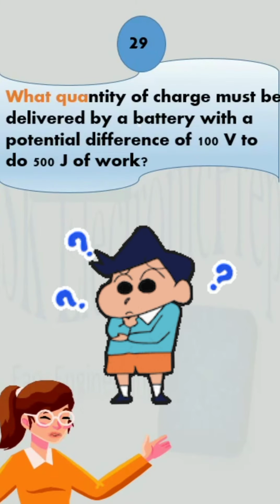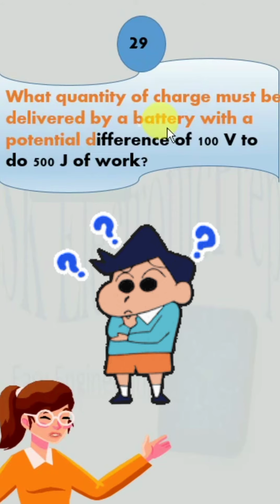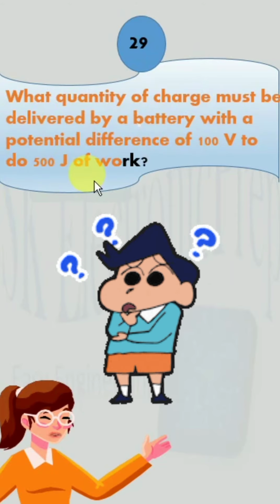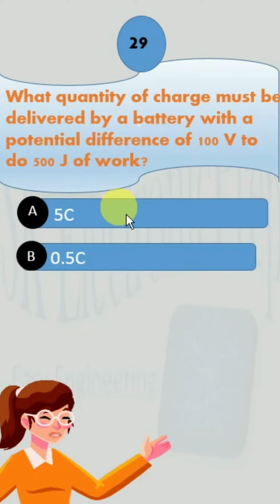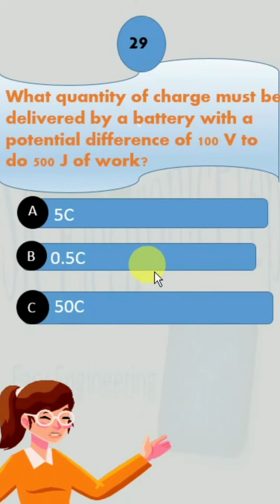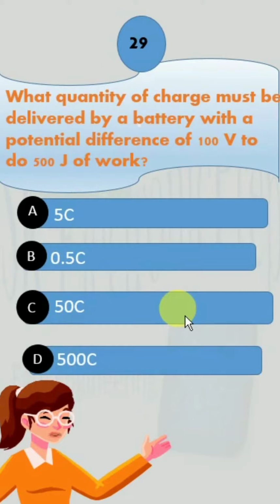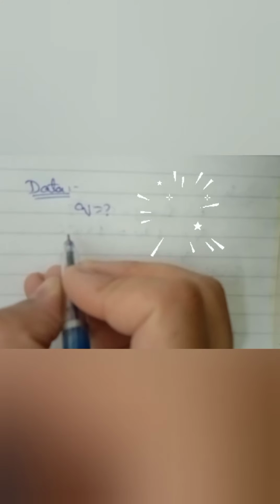What quantity of charge must be delivered by a battery with a potential difference of 100 volts to do 500 joules of work? Option A, 5 coulomb. Option B, 0.5 coulomb. Option C, 50 coulomb. And option D, 500 coulomb.